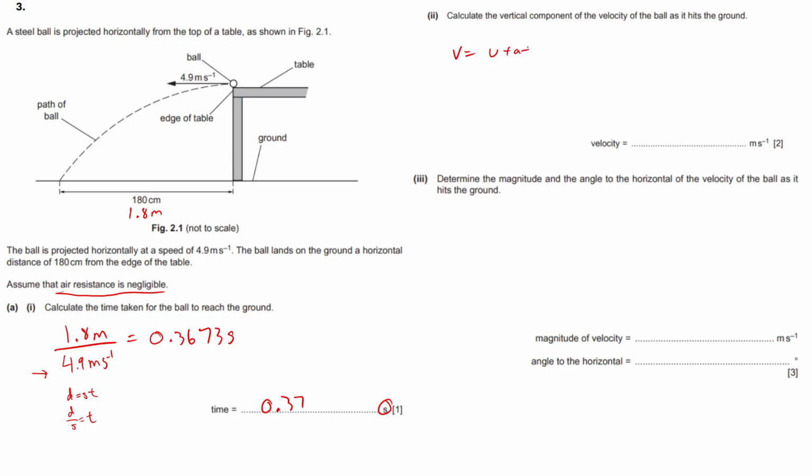So now that we know the SUVAT equation, v equals u plus at. Initially, our vertical component is non-existent, so u is going to be equal to 0. So v equals at, and then we substitute the values that we know, as shown, and then you should get 3.6 meters per second.